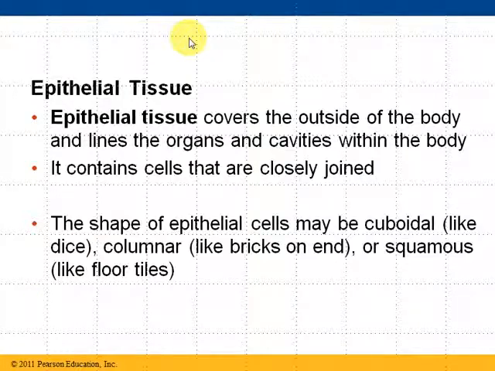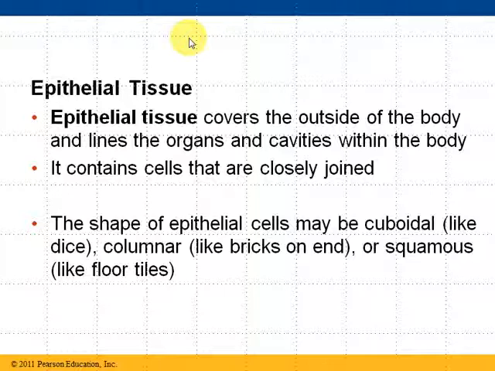So let's start with the outer coverings called epithelial tissue. Epithelial tissue covers the outside of your body, so your skin is obviously epithelial tissue. It also lines the organs and cavities within the body, and it contains cells that are closely joined together. There's a couple different shapes of the cells in epithelial tissue, but they're very similar as far as their structure and makeup in the way that they are put together.